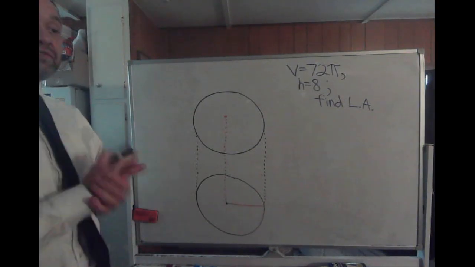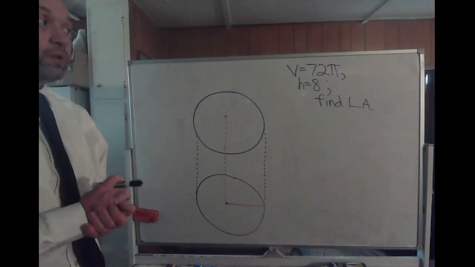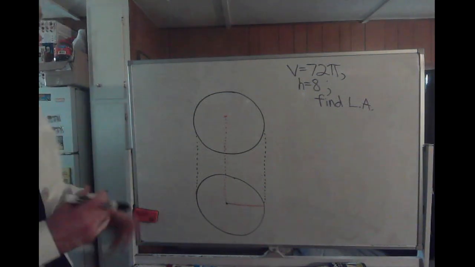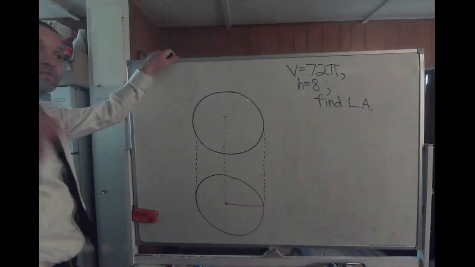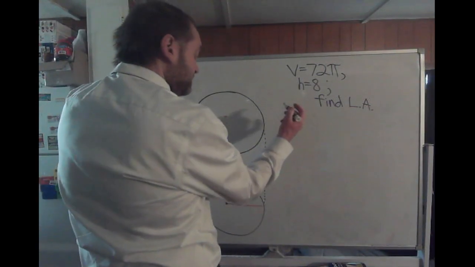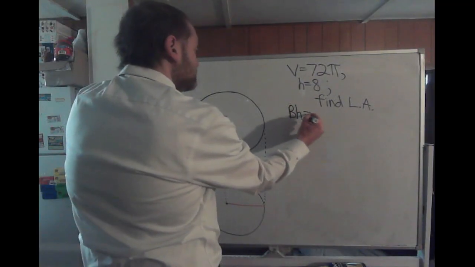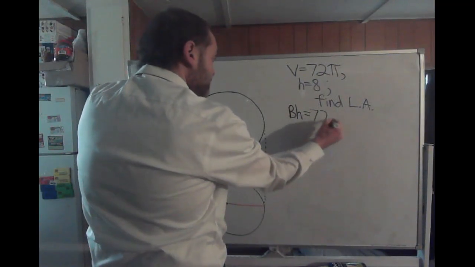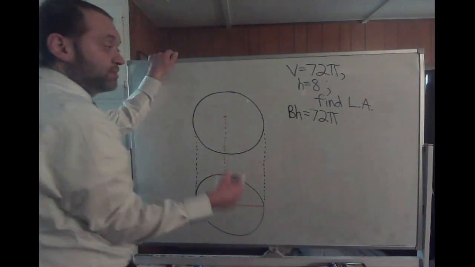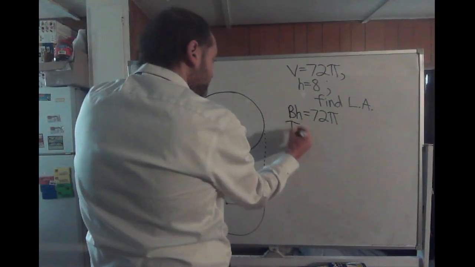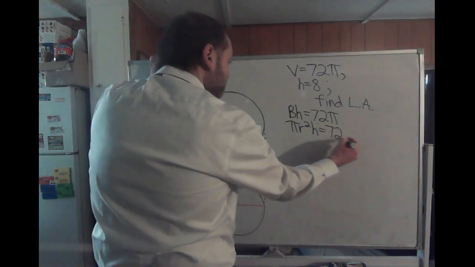Well, before we can find any type of area, what do we need? We definitely need to find the radius. So what is the formula for the volume of a cylinder? Ultimately, it's the area of the base times the height, which would equal that volume of 72 pi. Well, what is the area of the base being a circle? That would be pi r squared, then times your height would equal 72 pi.